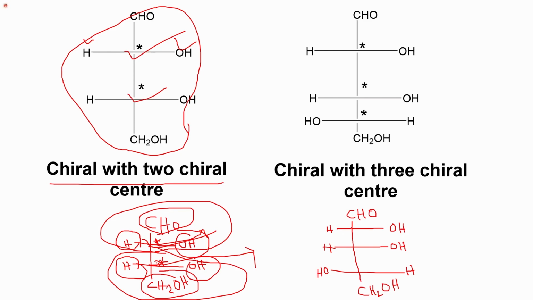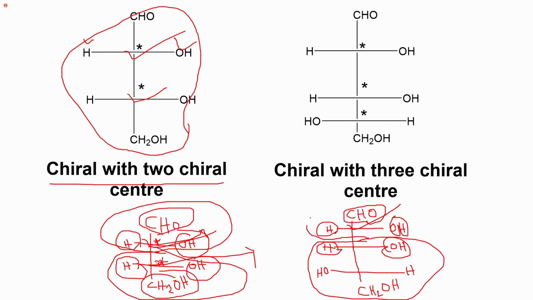So let's say we'll first pick this carbon. This carbon has one CHO group, one OH group, one hydrogen, and the whole remaining molecule. So that means this is chiral. Now we'll go to the second one. The second one is connected with an OH group, a hydrogen, this above group, and this other group. So this center also has four different groups. That means this is also chiral.